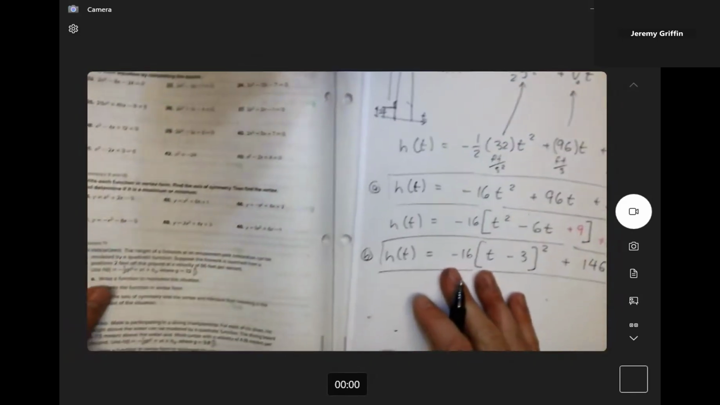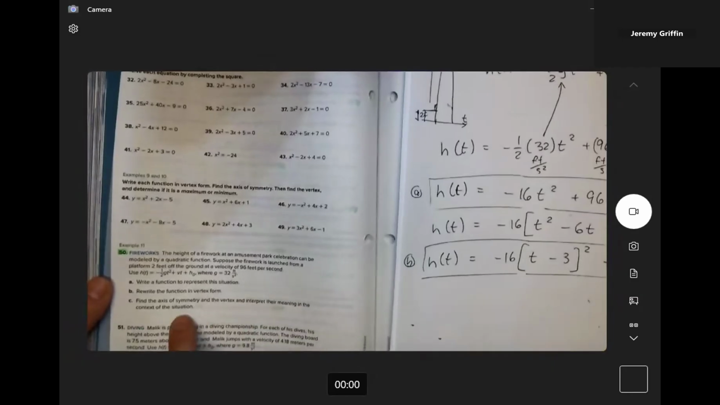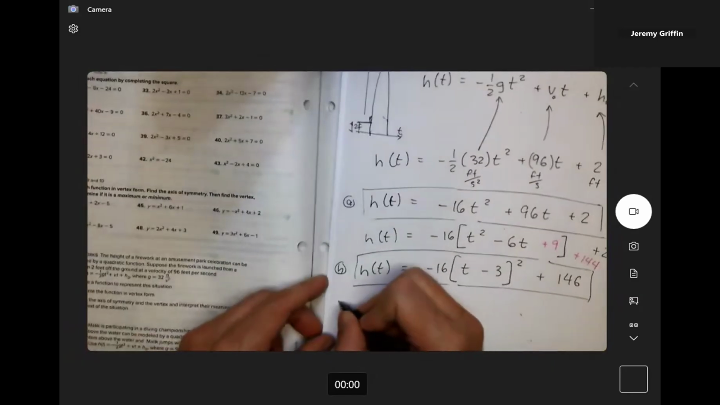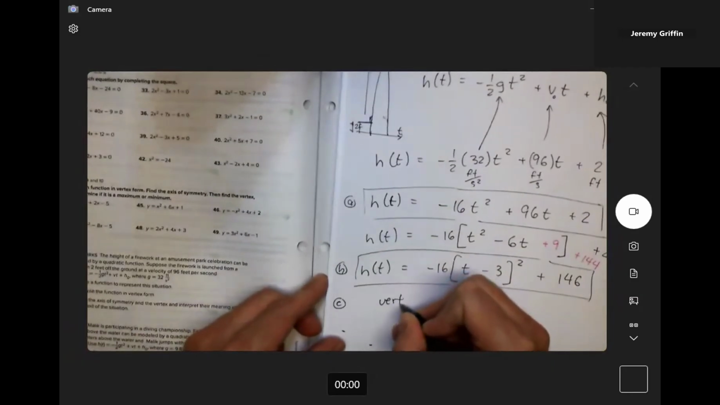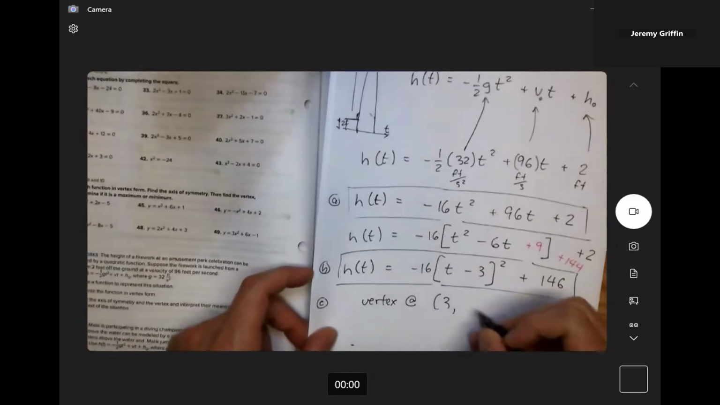And finally, they want something else here. Find the axis of symmetry and the vertex and interpret their meaning in the context of the situation. Right? So the vertex is at 3, comma 146.